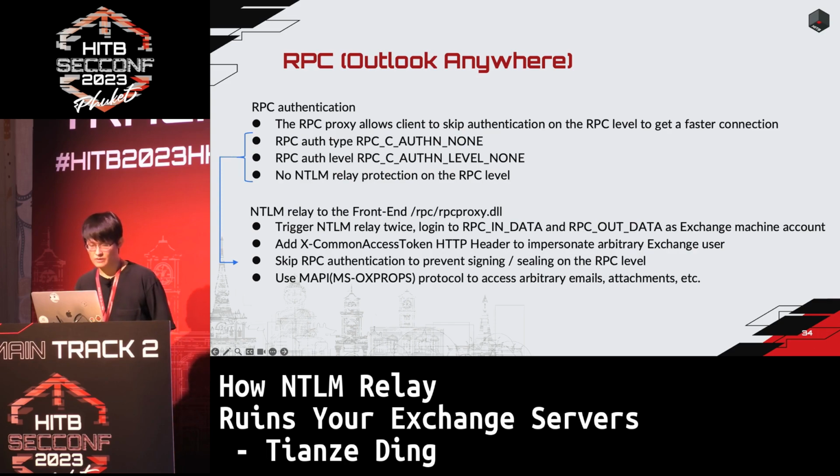So we just need to trigger NTLM Relay once and log into both RPC in data and RPC out data as Exchange machine accounts, and then skip RPC authentication to prevent signing and stalling on the RPC level. Eventually, the NTLM relay will succeed, and we can impersonate an arbitrary Exchange user on the RPC endpoint and read their emails with the MAPI protocol.